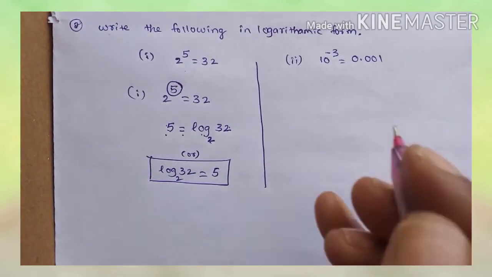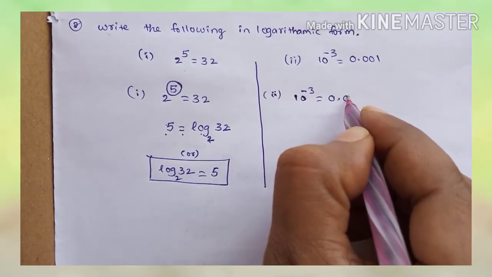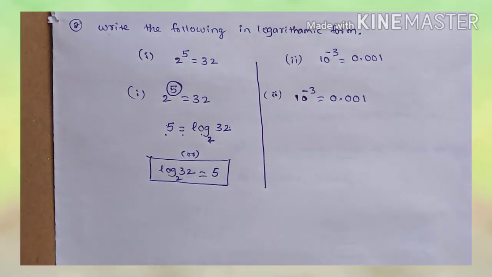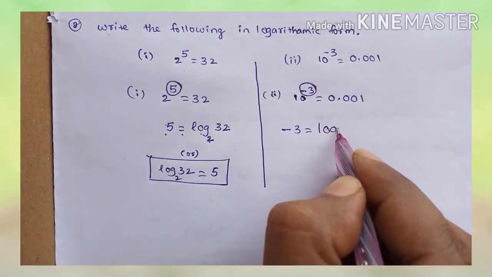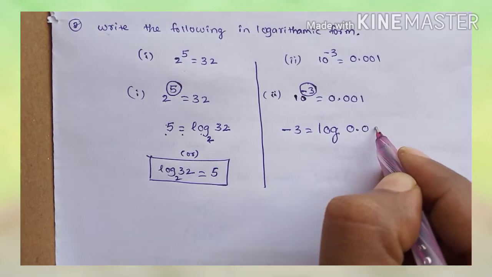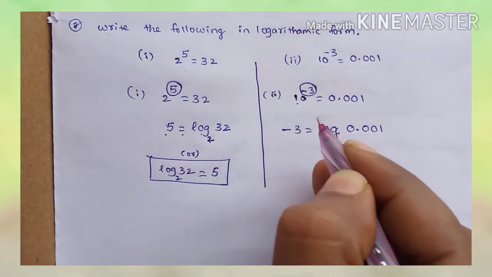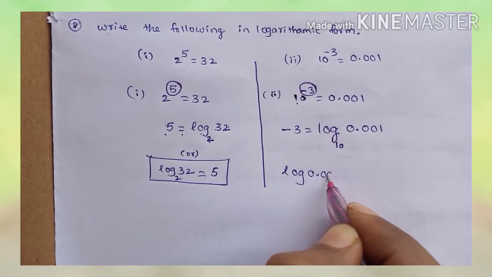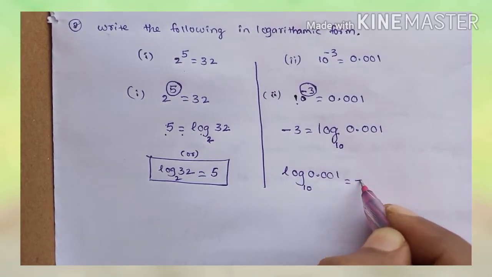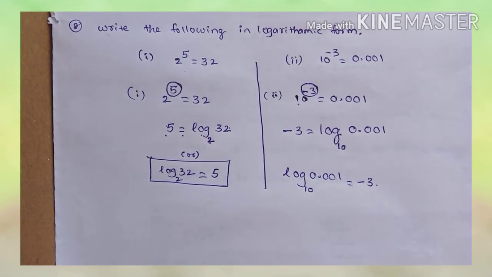Let's simplify the same way. Second one, what is given? 10 to the power minus 3 is equal to 0.001. This you have to write in logarithmic form. Here the exponent value minus 3 is equal to the logarithm of the value, 0.001, to the base 10. The base should be written in the log base only. So we can write logarithm of 0.001 to the base 10, value is equal to minus 3. Okay, let's go for the next one.